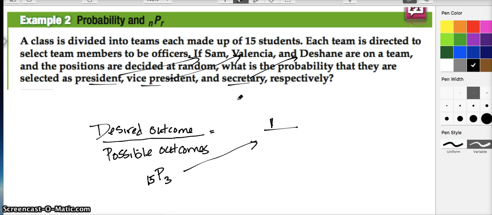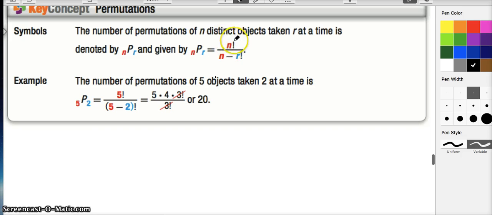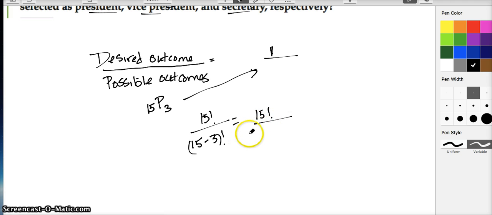And so do you remember how to calculate it? We had it up here. We were going to take n factorial, so 15 factorial divided by n minus r factorial, or 15 minus 3. And so it comes out to be 15 factorial over 15 minus 3 factorial, which ends up giving me 15 factorial over 12 factorial.